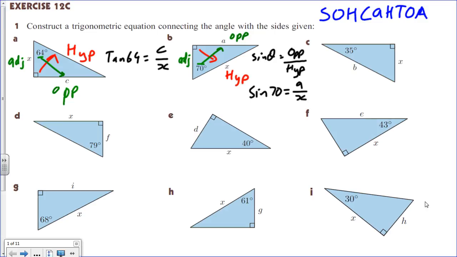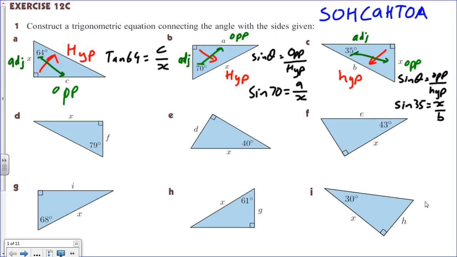So C, again, first step, there's my right angle. Opposite my right angle is going to be my hypotenuse. Then I look at my angle. Opposite the angle is my opposite side. The other side is called my adjacent side. Again, I've got my opposite and my hypotenuse. So we're going to have sine theta equals opposite over hypotenuse. So sine 35 is going to equal X over B.